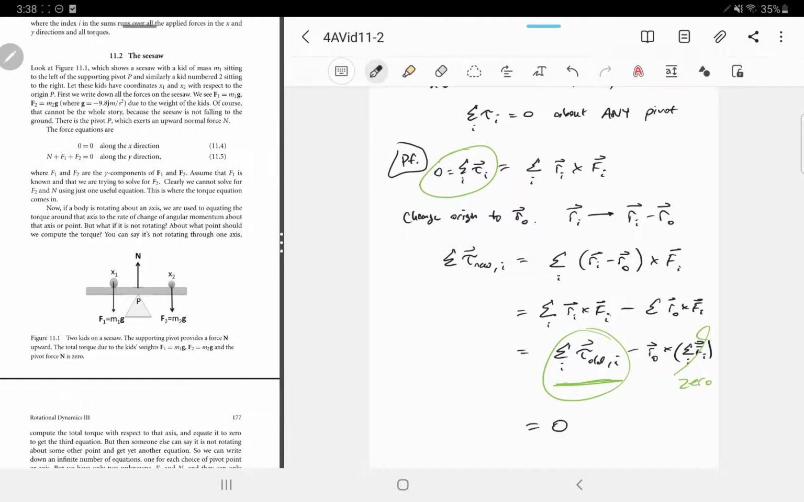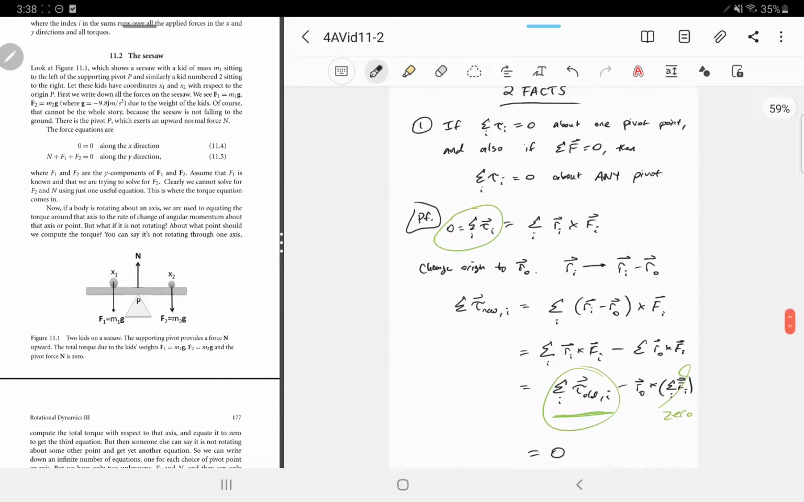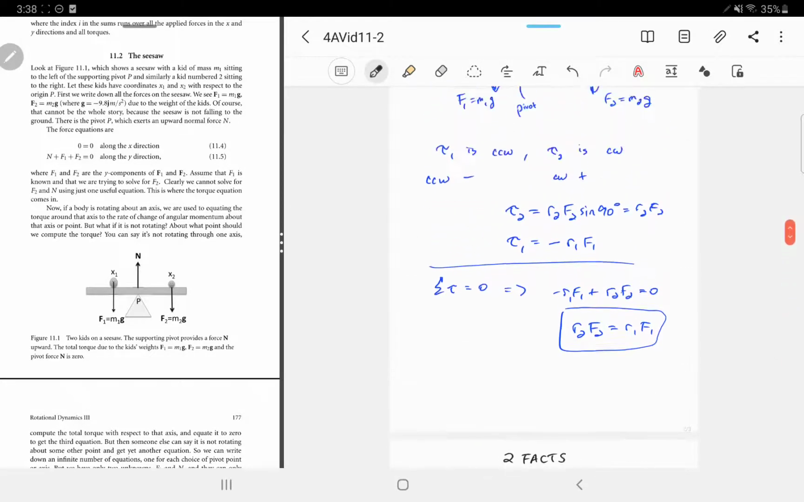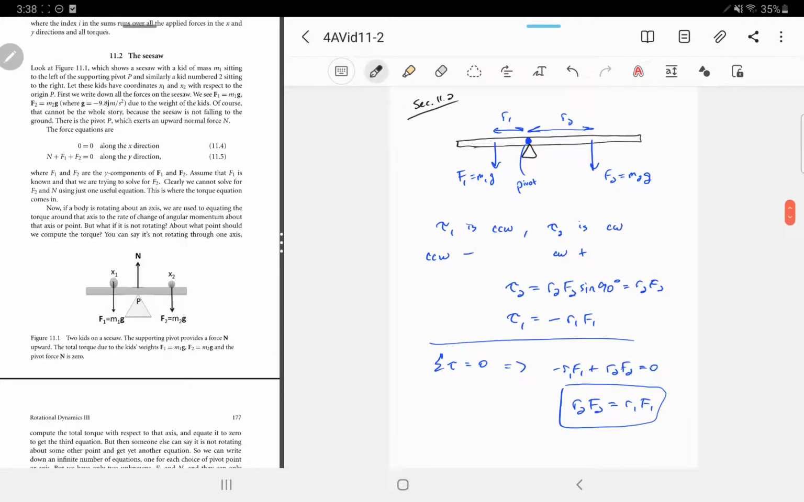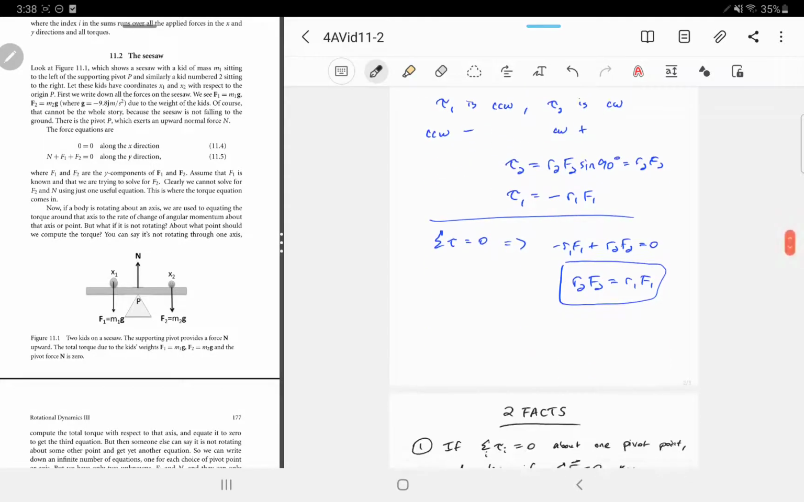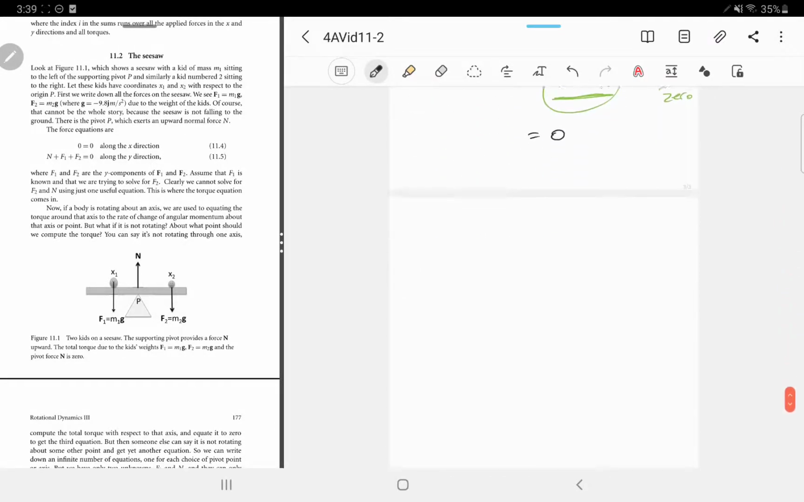Okay. So what this is saying is that you can choose anything to be your pivot point. If the sum of the torques is 0 about one point, it's 0 about all of them. So you're free to choose any point to be your pivot point, which is nice. It'll depend on the problem where the best pivot point is. Basically, it's the point where you know the least about the forces acting, because in the torque equation they won't even appear, since if r equals 0, then it's 0 torque. Okay, so that's a very useful fact.